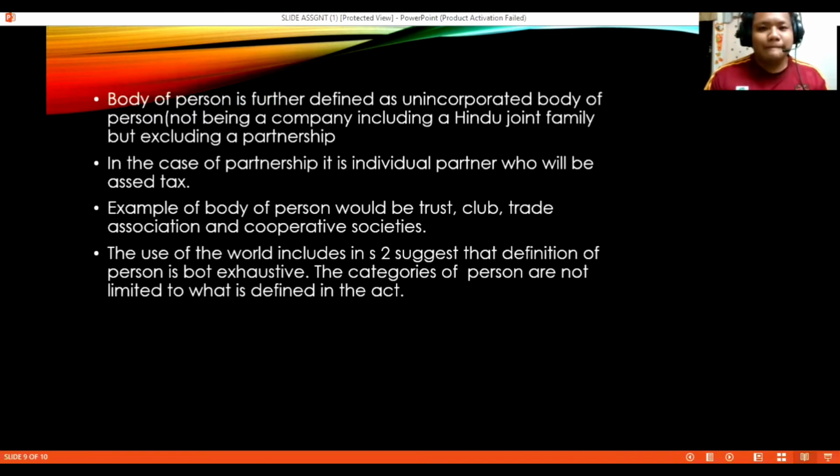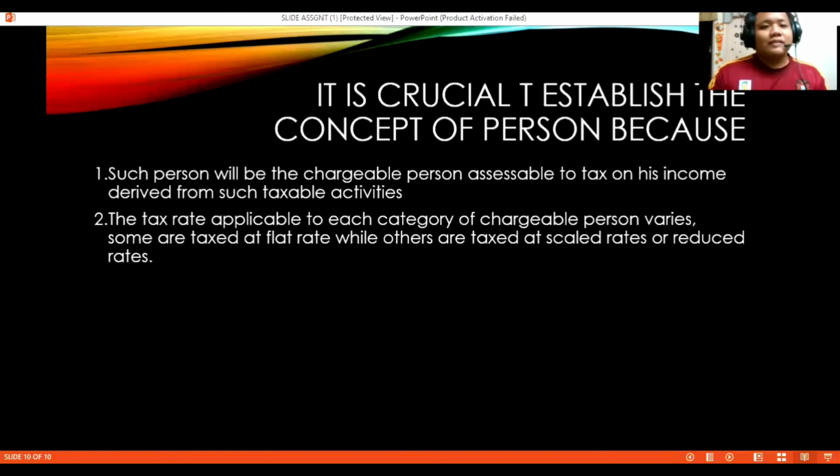Next, it is crucial to establish the concept of person because first, such a person will be the chargeable person, assessable to tax on his income derived from such taxable activities. The tax rate applicable to each category of chargeable person varies. Some are taxed at a flat rate, while others are taxed at a scale rate or reduced rate.